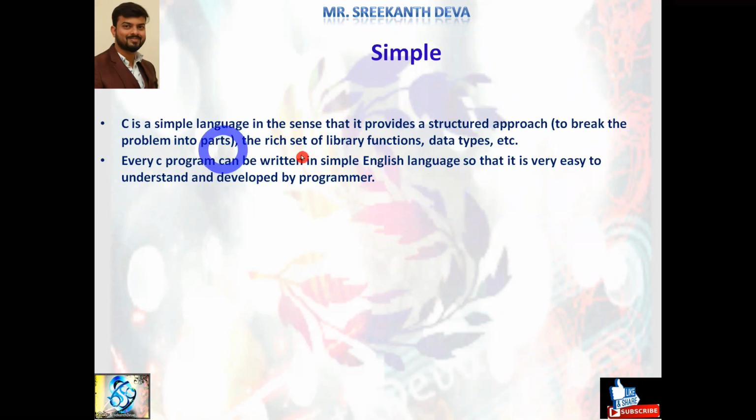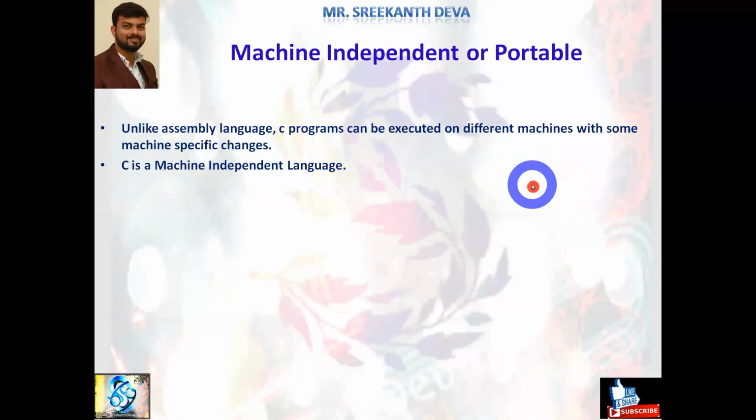C is a simple language in the sense that it provides a structured approach to break problems into parts. Why? Because C is a structure oriented programming language, meaning larger problems are divided into smaller subroutines. The rich set of library functions, data types, operators, and tokens supports various topics compared to previous programming languages. For that sake, C is a simple programming language.